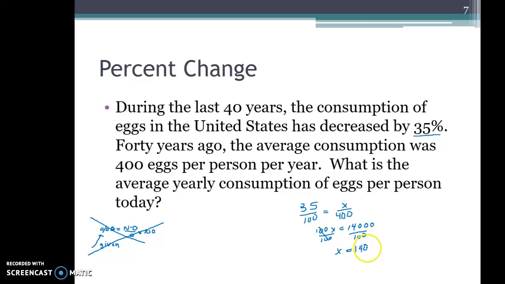Now, this 140 does not answer the question, but it helps us get to the answer. When we go back and look, it is decreased, so that means it's going down. We found that the 35% is equivalent to 140 eggs. So we started out with a consumption of 400 eggs per person per year. It decreased by 140. And so when we do that subtraction, we get 260 eggs per person per year.